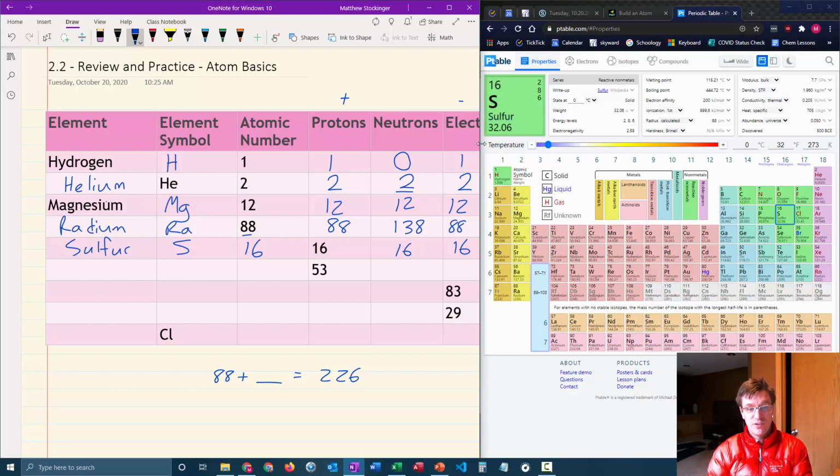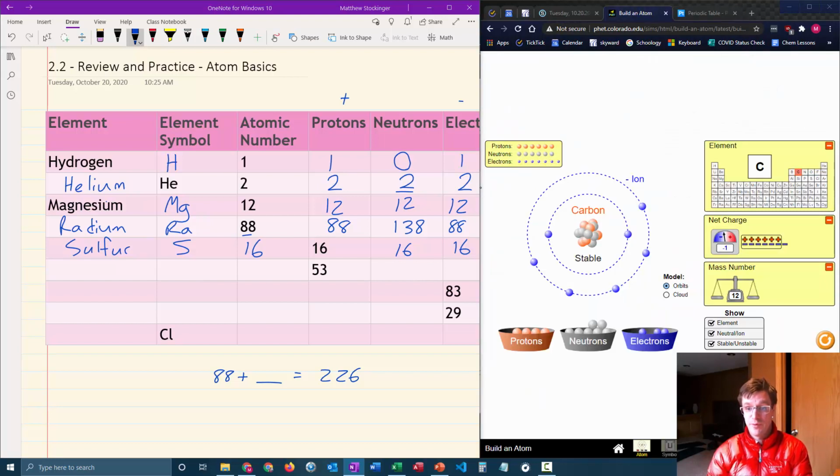And hopefully you're noticing a pattern that these smaller elements, the neutrons and the protons, tend to be the same. But once the elements get real big, then the protons and the neutrons start separating. We start to need more neutrons with the bigger elements in order to keep that nucleus stable. Remember, if it's unstable, things start shaking all over and it becomes radioactive.